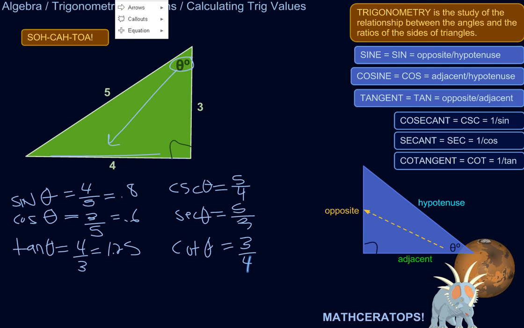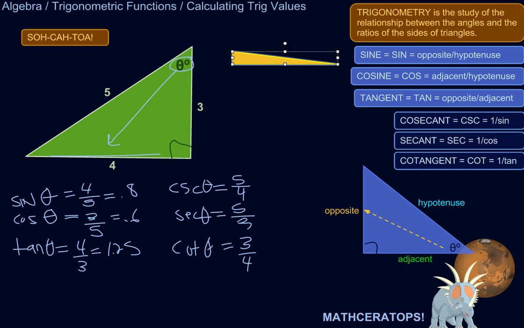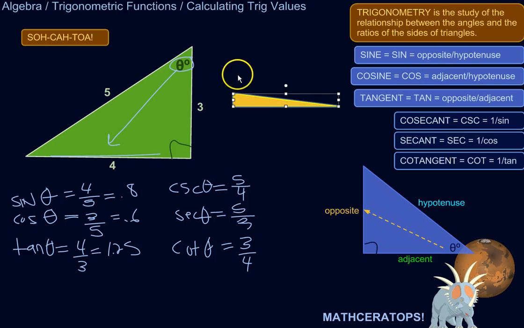Now, if the triangle were like this, let's say, and we wanted the 6 trig values of this angle, they'd be different, right? This would be a different angle, and these side lengths would be different, so there'd be different ratios. The trig functions are really the ratios of different sides relative to that angle.